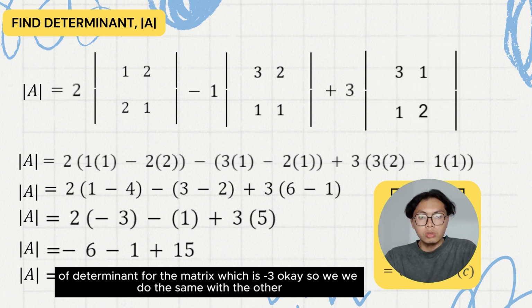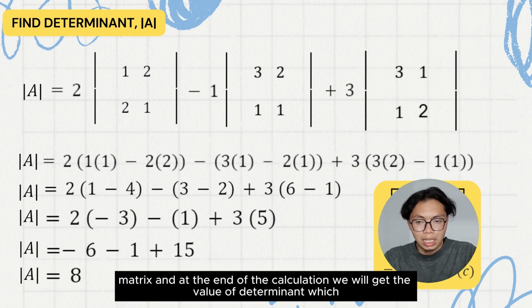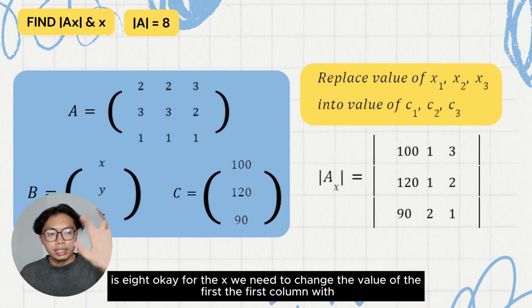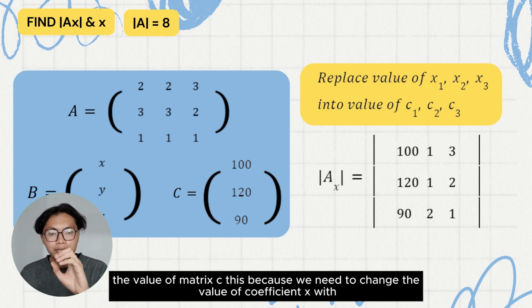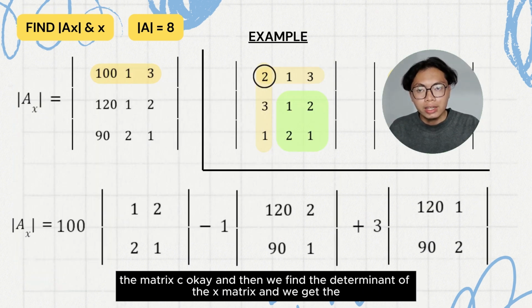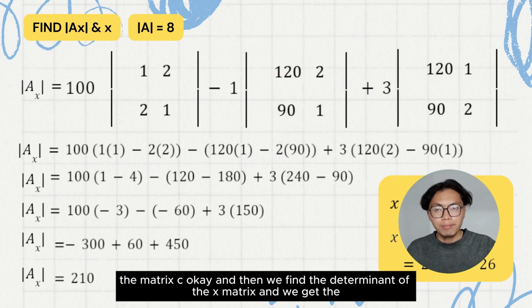Okay, so we do the same with the other matrix, and at the end of the calculation, we'll get the value of the determinant, which is 8. Okay, for x, we need to change the values of the first column with the values of matrix C. This is because we need to replace the coefficients of x with matrix C. Okay, and then we find the determinant of the x matrix, and we'll get the value 210.